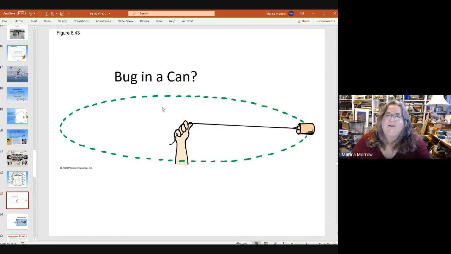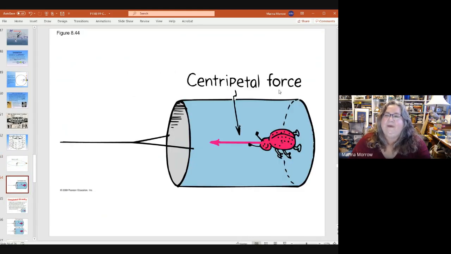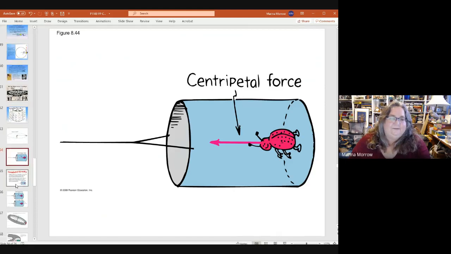Now, this chapter is also talking about a bug in a can. So imagine there's a bug down here in this can that you're swinging around your head. There's the bug. Now the bug feels a force on its feet, pushing it towards the center. That's the can, right? The bug would just go in a straight line, but as it tries to go straight, it pushes against the can. And so the can pushes back on it, and so it experiences a centripetal force.